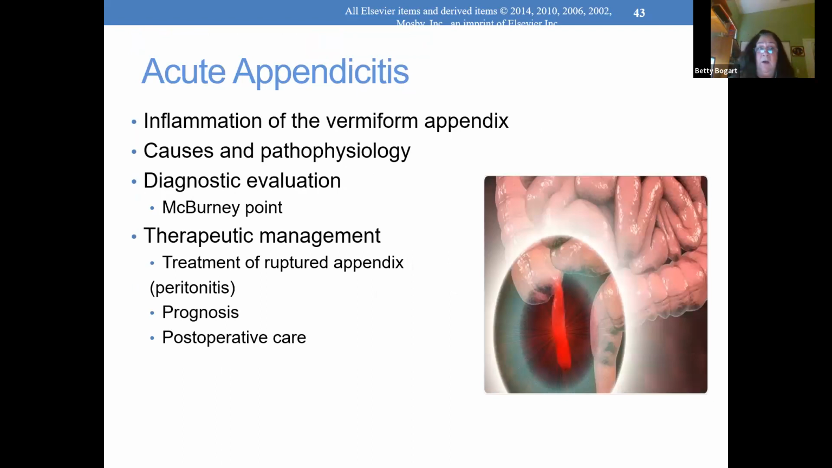Now, appendix. We know McBurney's point, right lower quadrant pain, it's sudden, and we know that these children are so easy to see working in the ER. If they're walking, they're bent over, holding their right lower quadrant, and they're limping. And you know that that's an appendix.